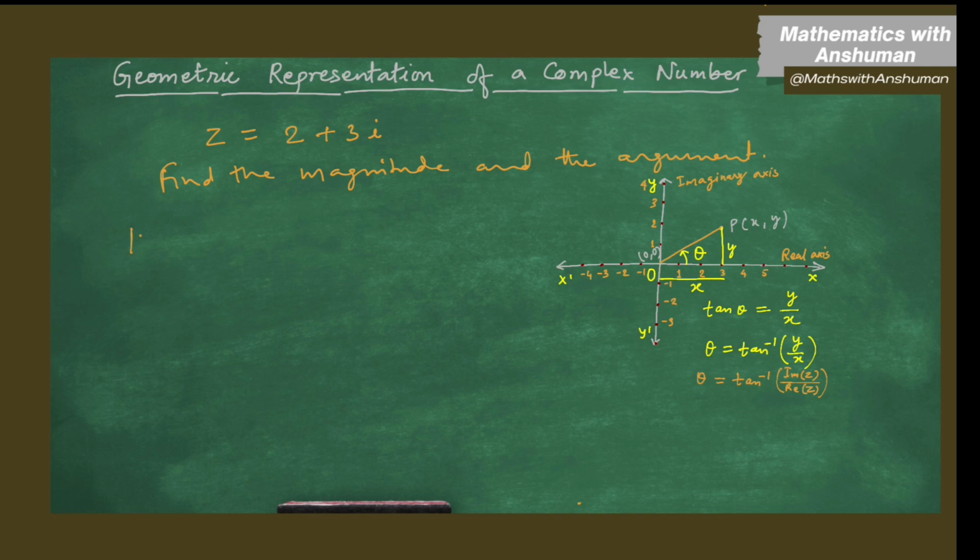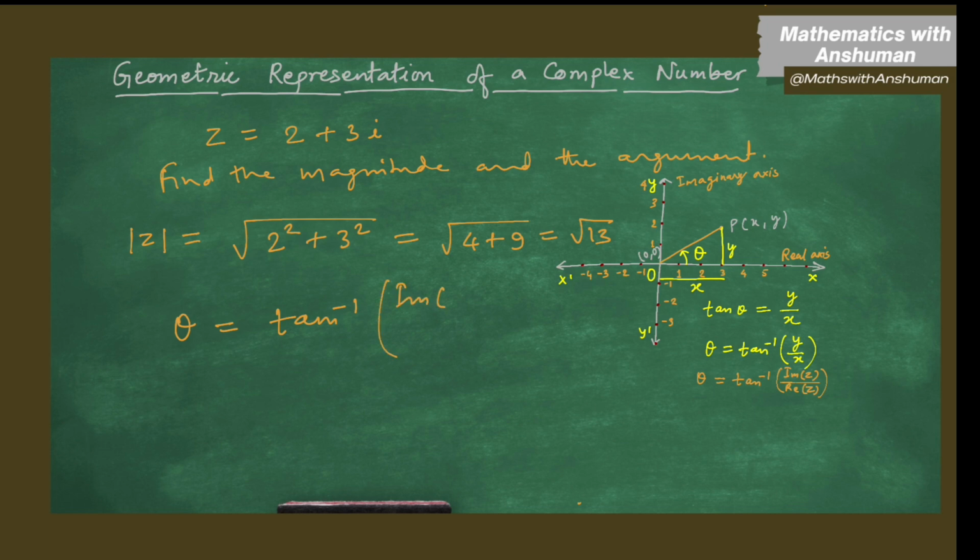So magnitude is mod z, that is equal to under root x square plus y square, or the square of the real part and the square of the imaginary part. So that is 2 square plus 3 square, and the answer is under root 13.